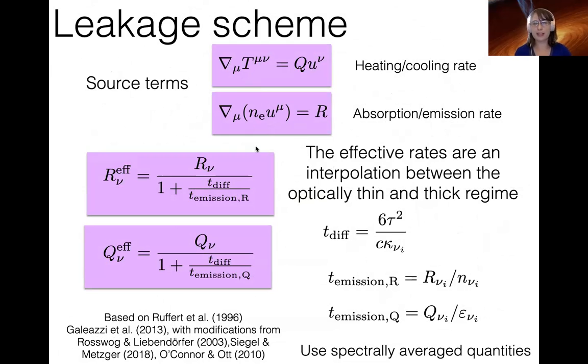What's really nice is that these effective rates are an interpolation between the optically thin and thick regimes. So we're actually considering both regimes. It's approximate, but it's still a really good approximation. And we use spectrally averaged quantities.